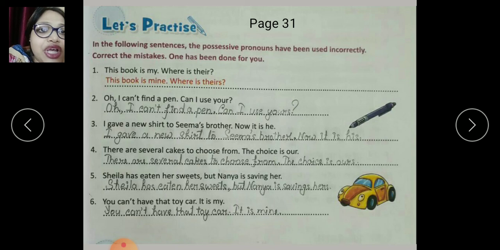Similarly, number 6, you can't have that toy car, it's my. So what will be the answer? My is going to change into mine.